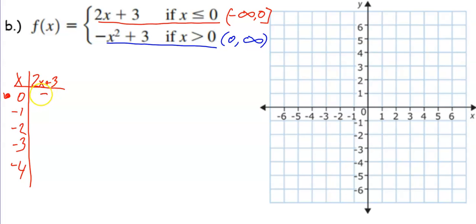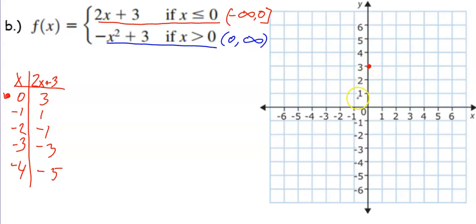So when I plug in my values, 3, 1, negative 1, negative 6 plus negative 3, negative 8 plus 3, negative 5. Those are my red values. So the first point I'm going to graph is 0, 3, and it gets a closed circle.